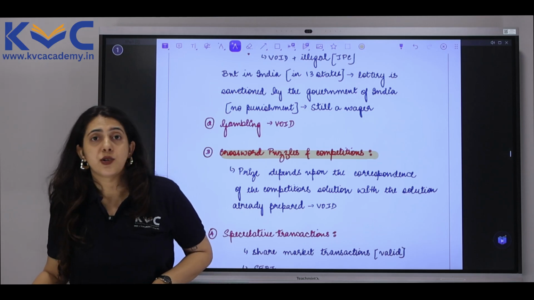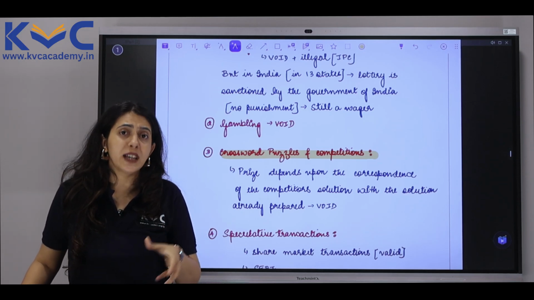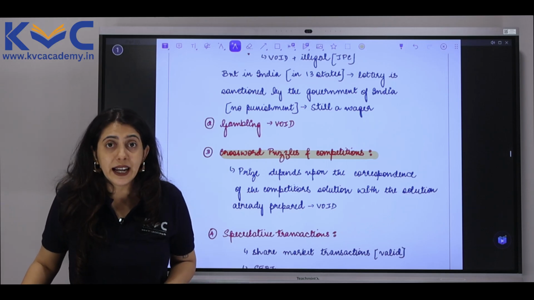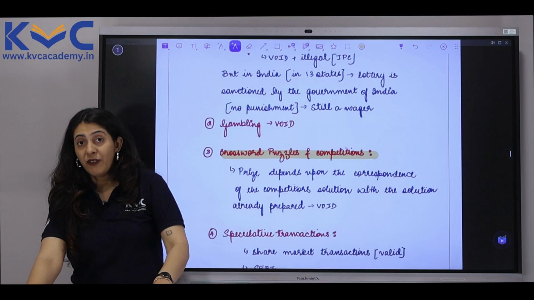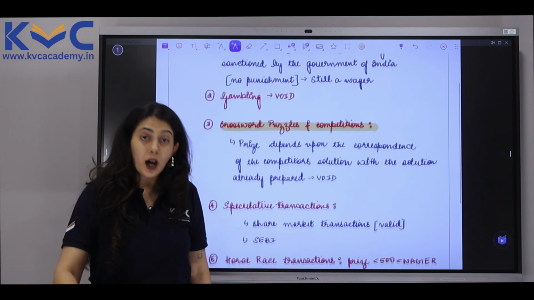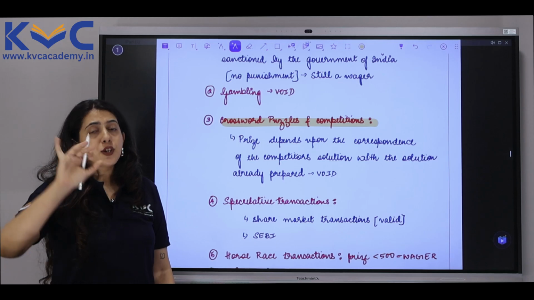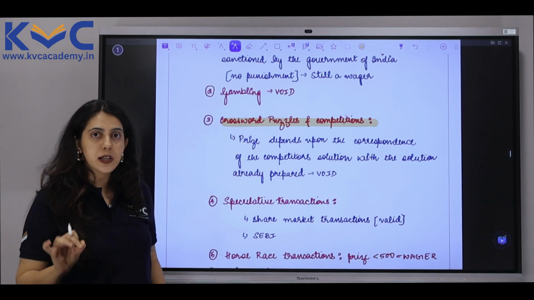But there are other crosswords or other competitions which involve skill, which involve testing you based on your intellect. In those cases, there is no question of wager. So while it may come under this topic of wager, those cases which are purely based on your skill or intellect would not amount to wager. So that is your first point.